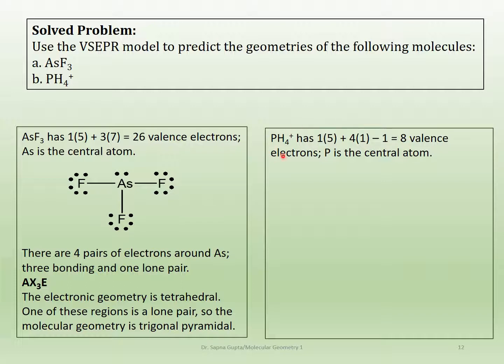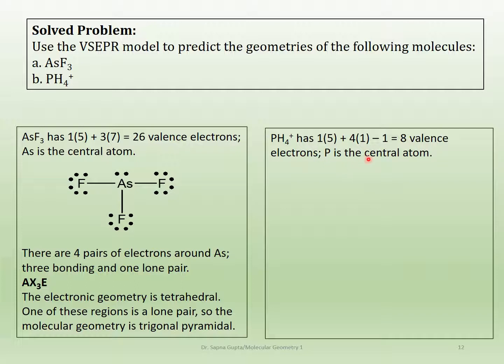Let's look at another one here, PH4 plus, and again you do the total valence electrons. So now you have phosphorus, which has 5 valence electrons, and each hydrogen has only 1, and you have 4 of those. And then you also have to account for the plus. Plus means that you have subtracted 1 electron. 1 electron has been removed. Where it is coming out from, of course, that is your Lewis structure. We'll look at that also. But the total valence electrons are, of course, then 8.